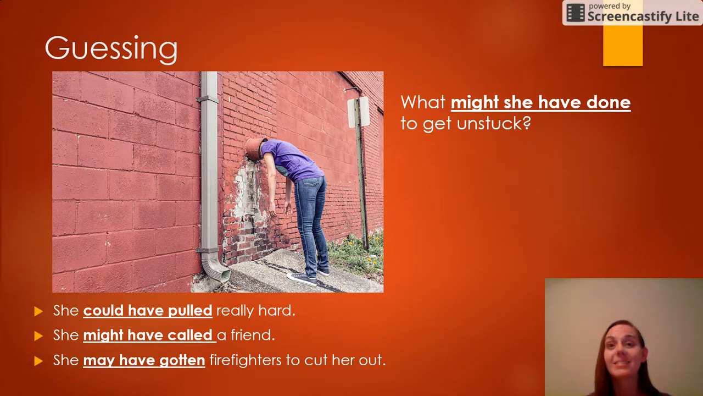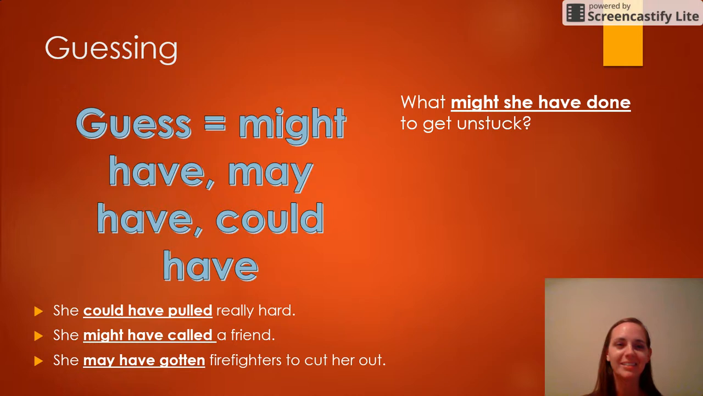We're taking a guess at something that could have or might have or may have worked. Again, grammar sense is going to say that may have has a little bit more certain of a meaning in some instances, but overall, all three of these are pretty much the same, 50-50. Okay, let's take a look at the final thought here. Guessing, then we're going to use might have, may have, could have, plus our past participle.